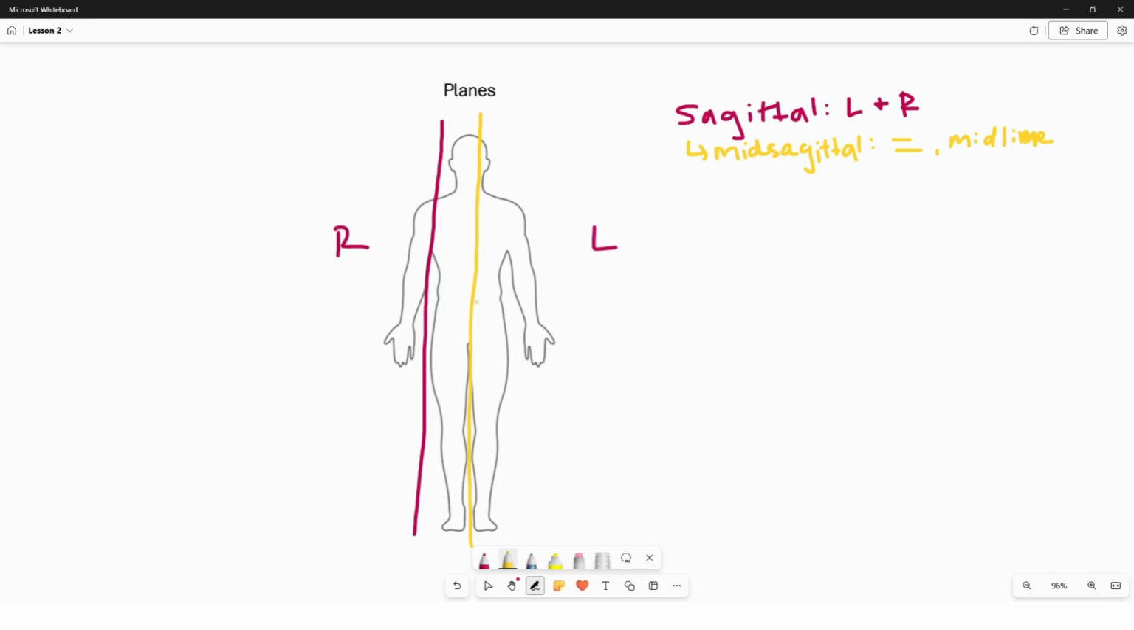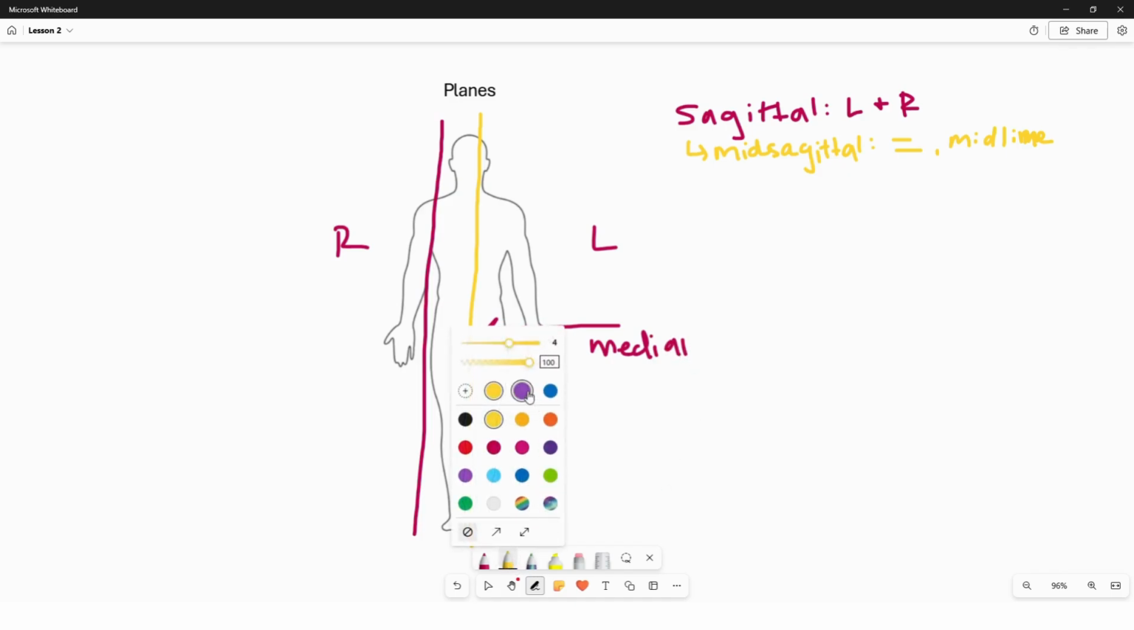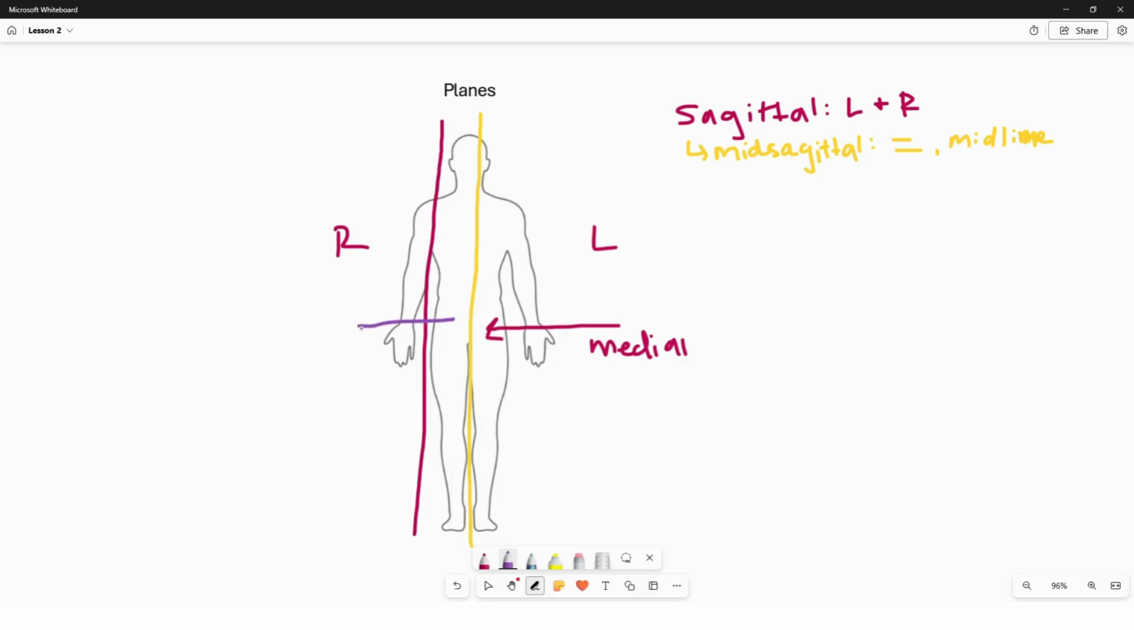But with each plane comes different terms. Okay, so towards the midline is called medial. Okay, and then away from the midline would be called lateral, or to the side. Okay, so that's our first plane.